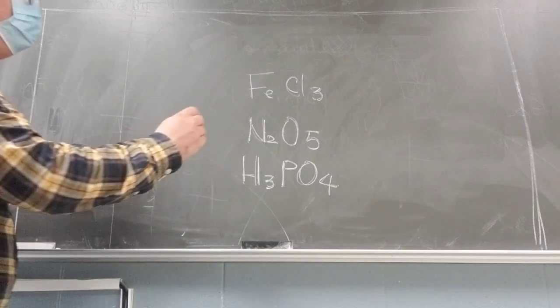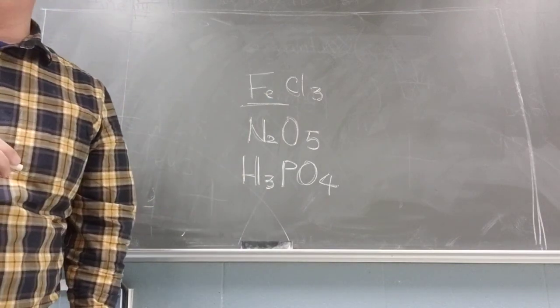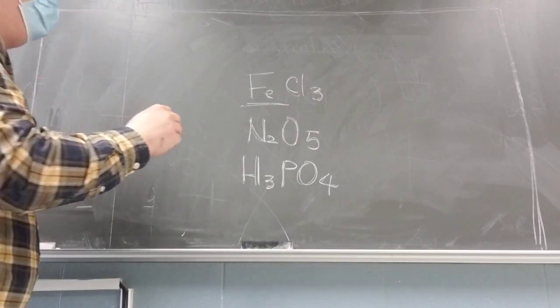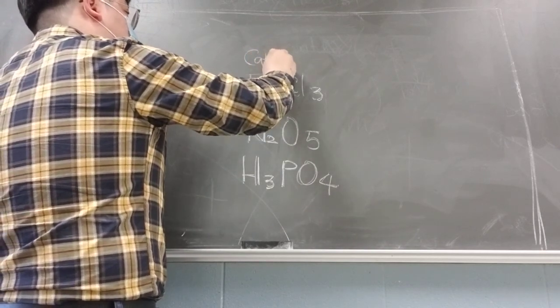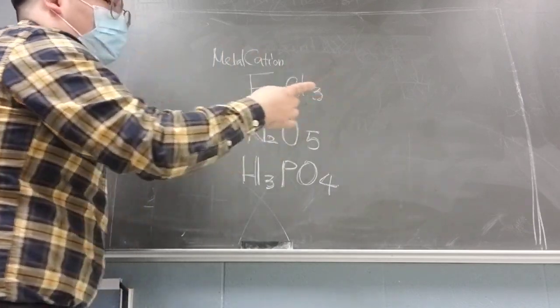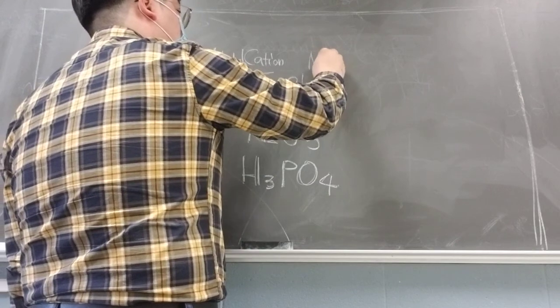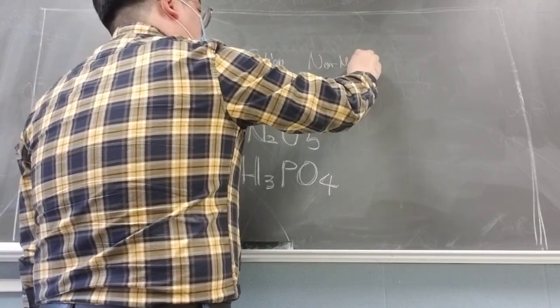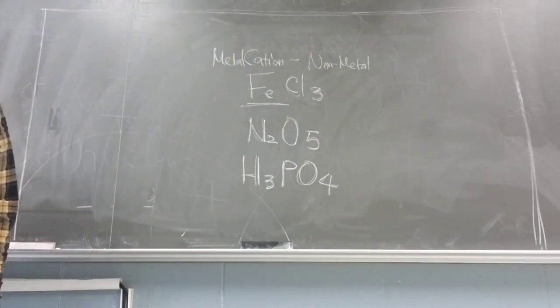Okay, so the first one, if you look at this first element here is a transition metal. So that is in the D block. So this is the cation, which is a metal, so metal cation. And this is a non-metal, because it's on the right side of the periodic table. So this is the non-metal element. So if they bond together, they form the ionic bond. So it would be ionic compound.